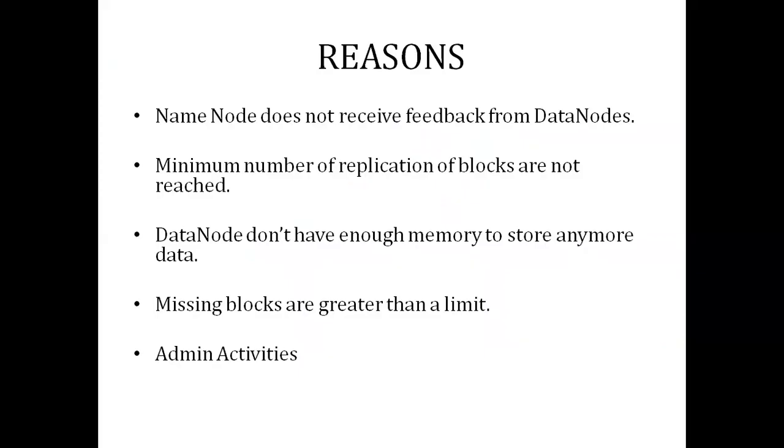So the reasons for the name node to enter into safe mode are: first, the name node does not receive any feedback from the data nodes, and second, the minimum number of replications of blocks is not reached. Also, if data nodes don't have enough memory to store any more data, or missing blocks are greater than a limit, or if there are any administration activities like maintenance of any data node, in such cases also the name node will enter into safe mode.